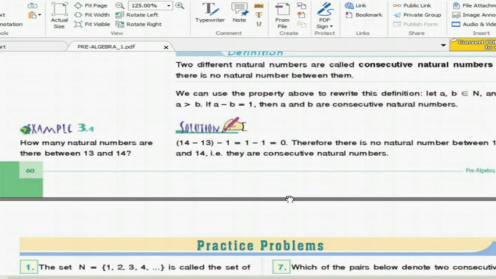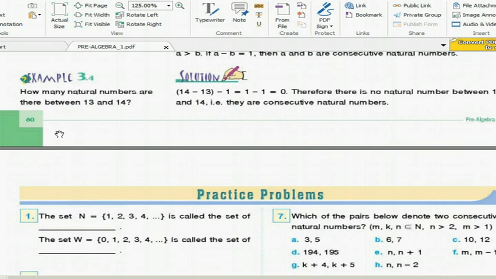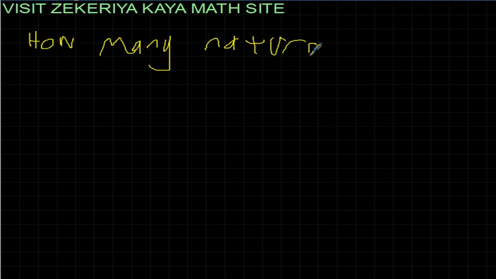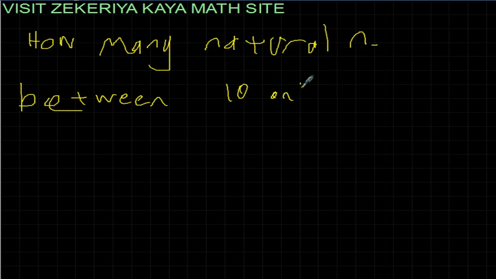Here we have some practice problems. How many natural numbers are there between 13 and 14? This kind of questions. Do you remember how many natural numbers are there between two numbers? Let's ask, how many natural numbers between, I have the smart board, I'm not writing there, yeah. Between 10 and 20. Who can tell me?